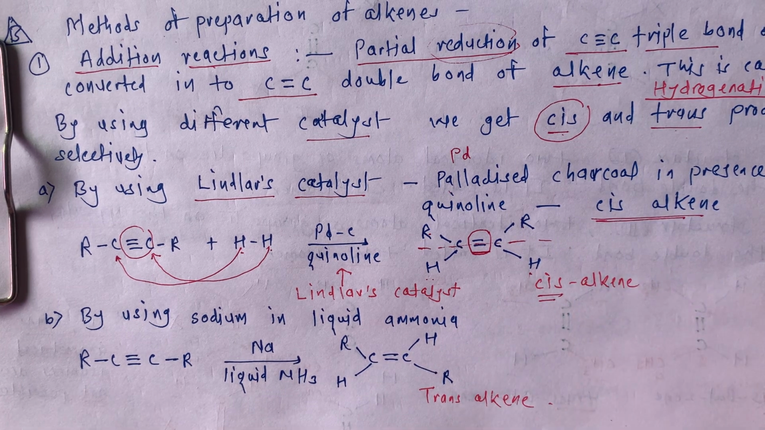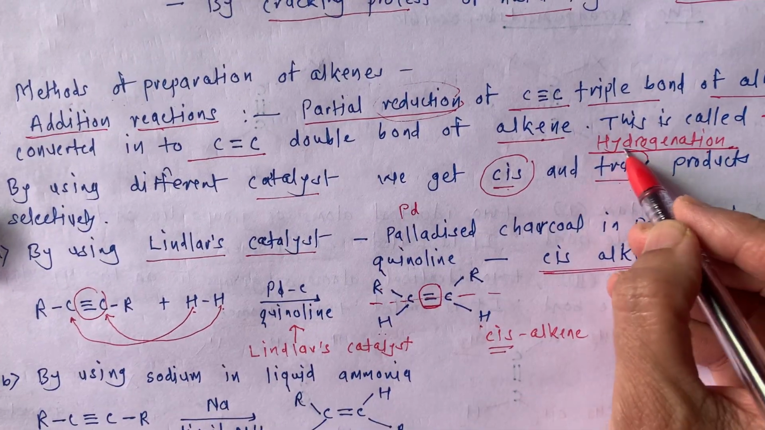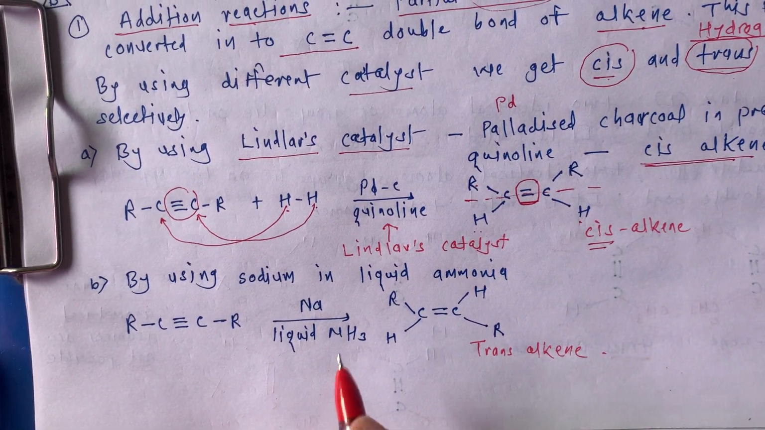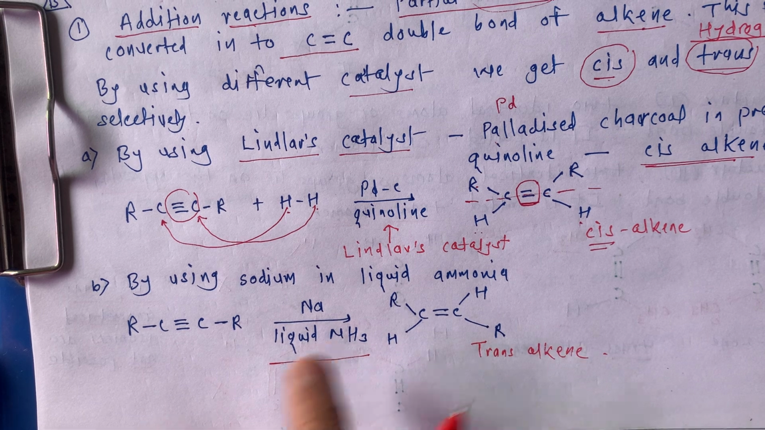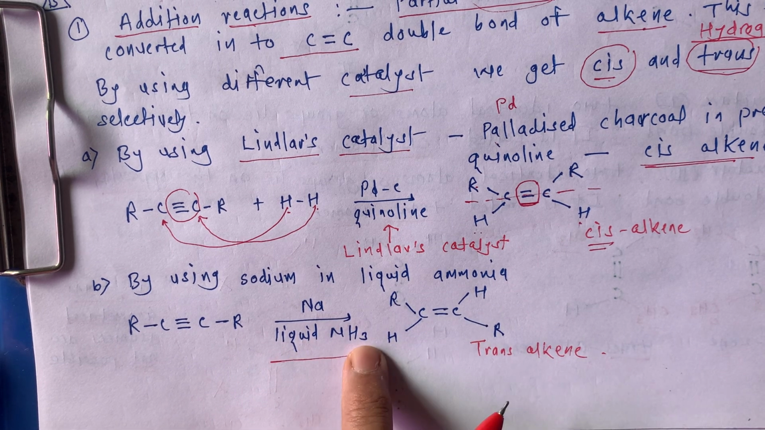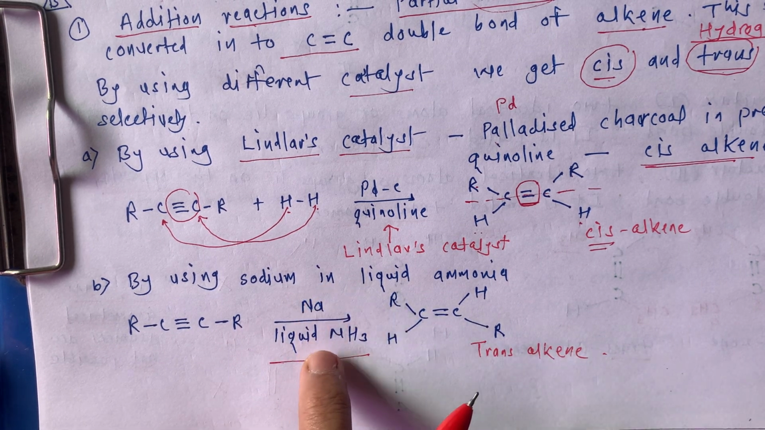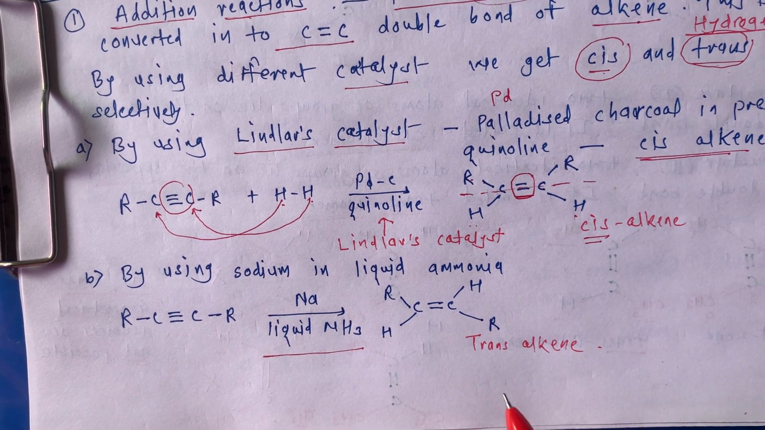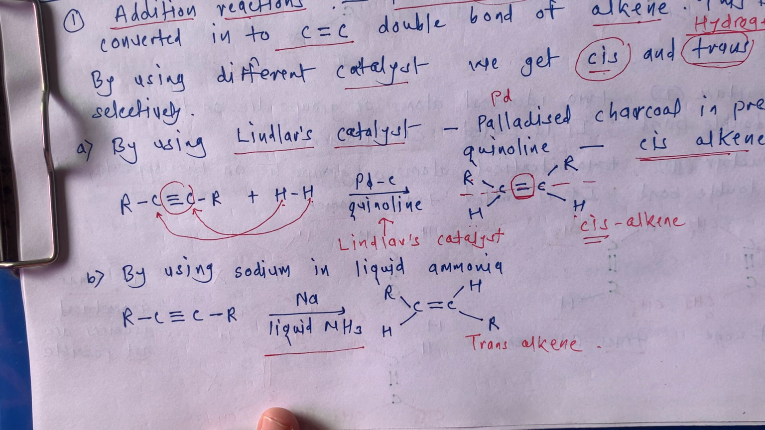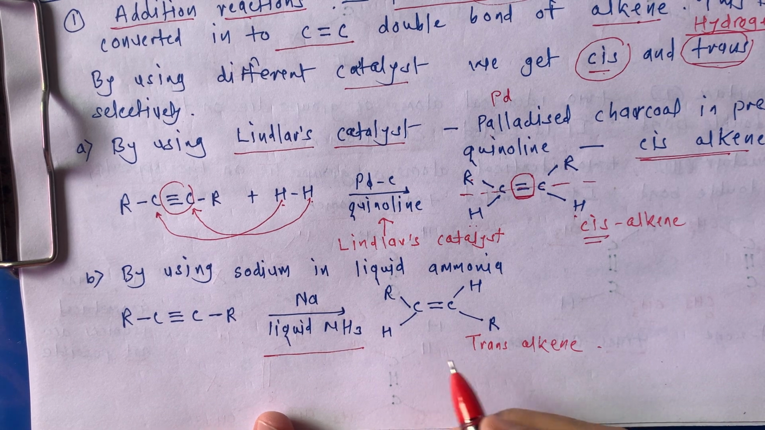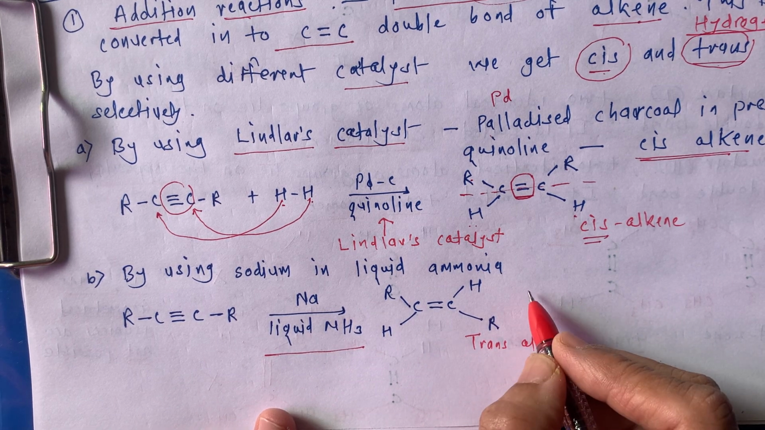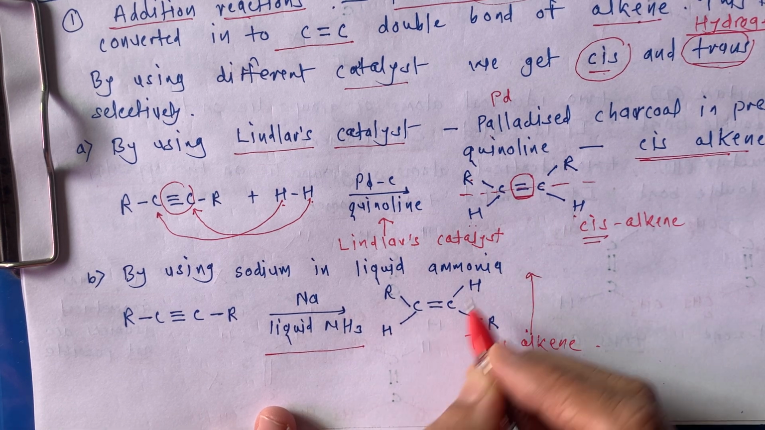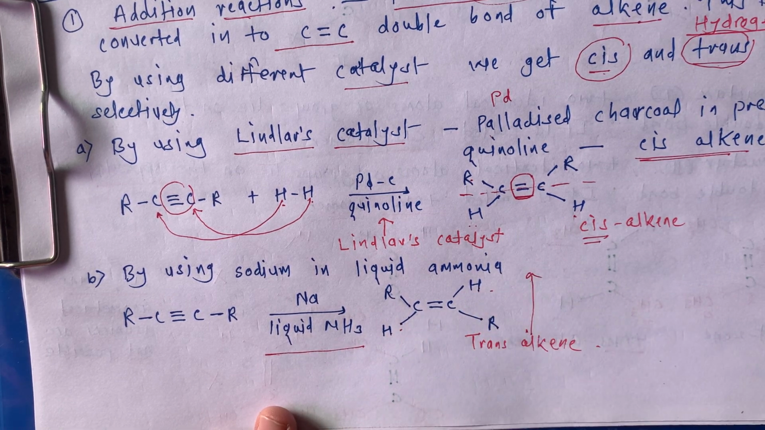But if you want this trans product, then we have to use a different catalyst. What is that? Sodium in liquid ammonia. And now a very specific addition is going to happen over there, and then there is a different spatial arrangement like this. These two H are on the opposite sides.